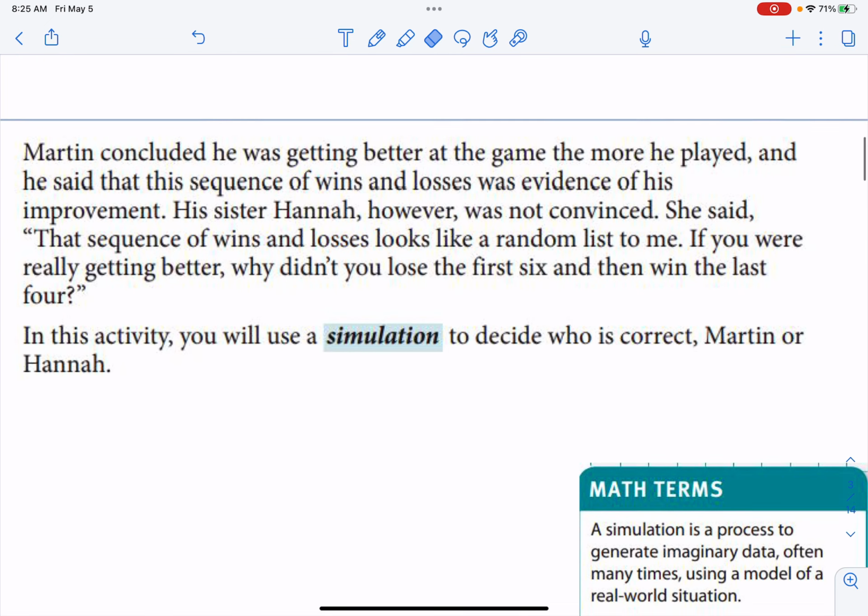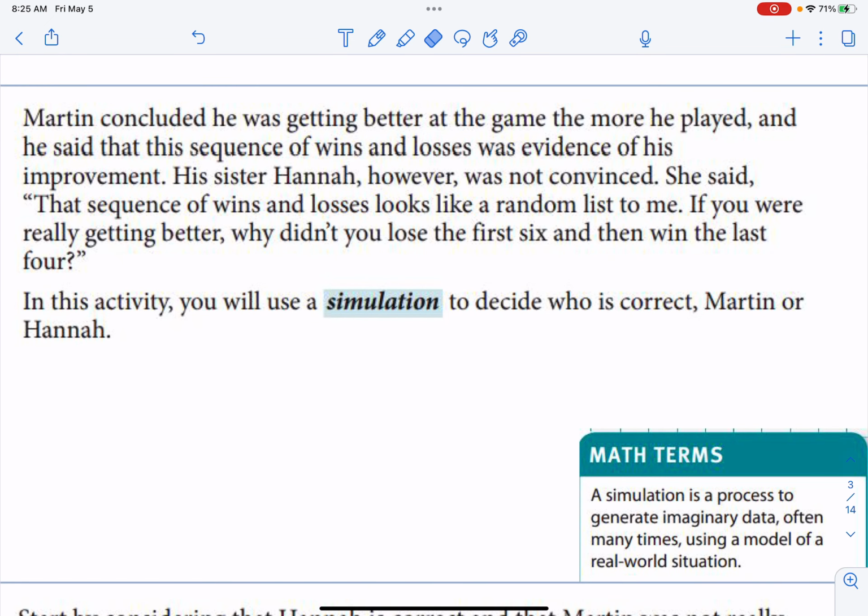Okay, so this is kind of where we're going to do the arts and craft thing, okay? So just talking about what a simulation is, what Martin is doing is a simulation. He concludes that he's getting better at the game the more he plays, and he said that the sequence of wins and losses was evidence of his improvement.